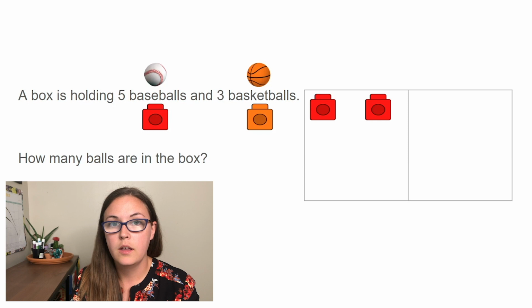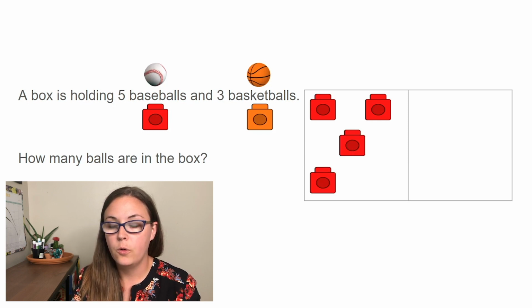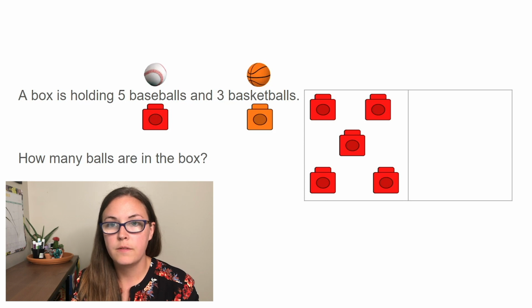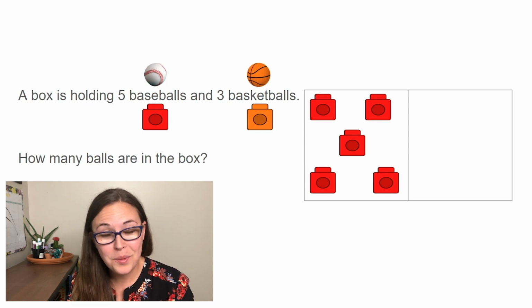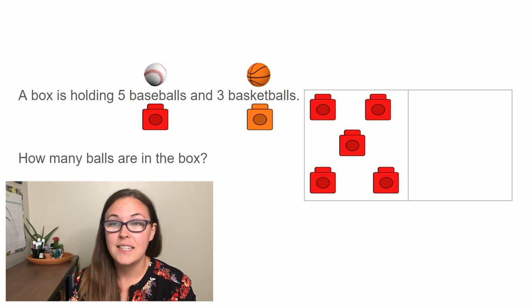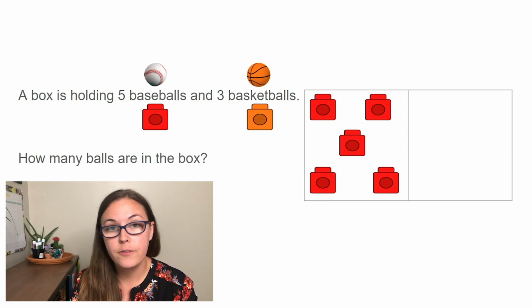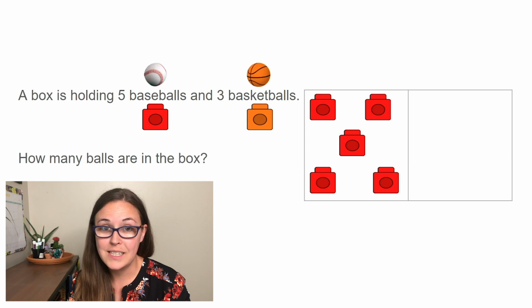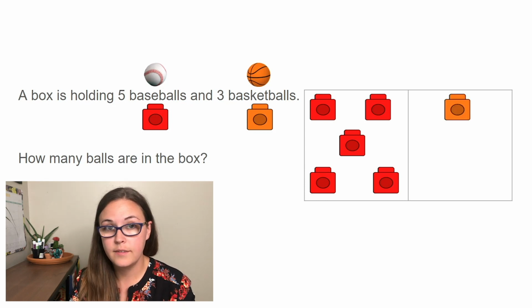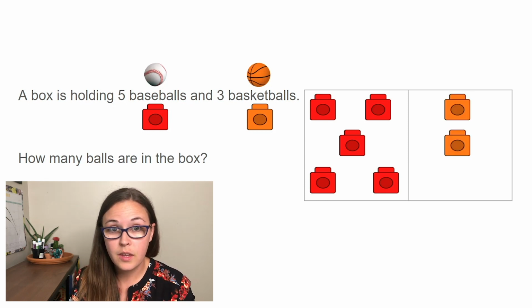1, 2, 3, 4, 5. Did you get 5 on your map? Great. Let's move on to the basketballs. How many basketballs did the problem say we needed? You guessed it, we need 3. So on the right half of your part whole map, I'd like you to place 3 objects that represent the basketballs. We'll count my cubes together. 1, 2, 3.